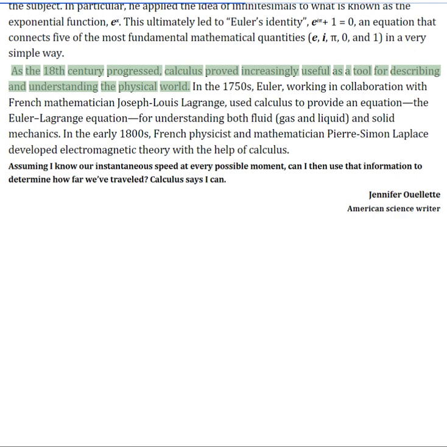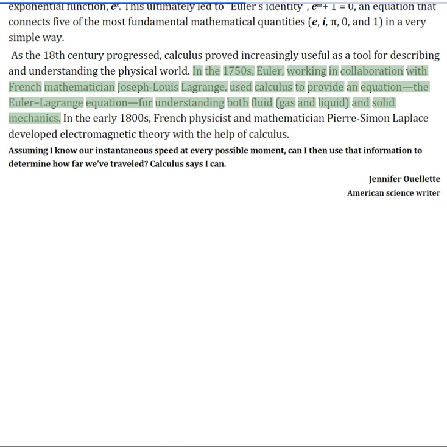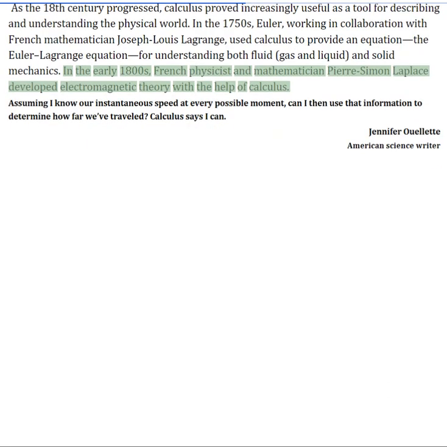As the 18th century progressed, calculus proved increasingly useful as a tool for describing and understanding the physical world. In the 1750s, Euler, working in collaboration with French mathematician Joseph-Louis Lagrange, used calculus to provide an equation, the Euler-Lagrange equation, for understanding both fluid and solid mechanics. In the early 1800s, French physicist and mathematician Pierre-Simon Laplace developed electromagnetic theory with the help of calculus.